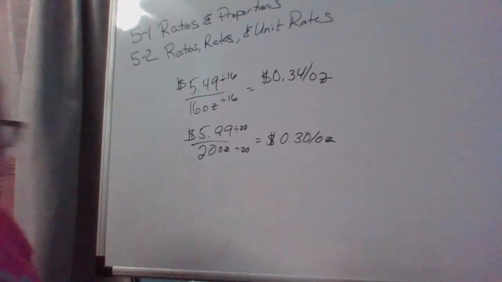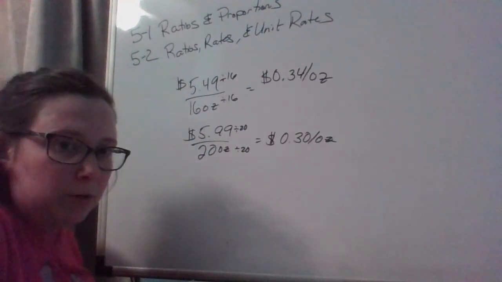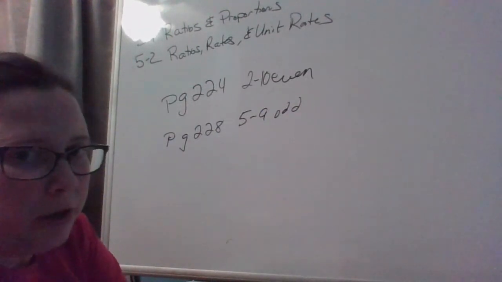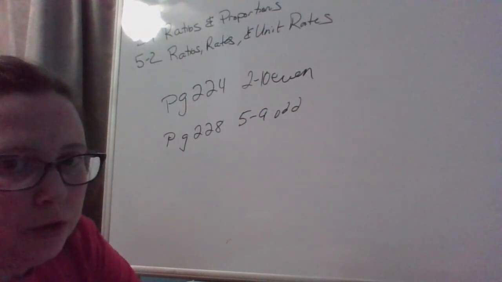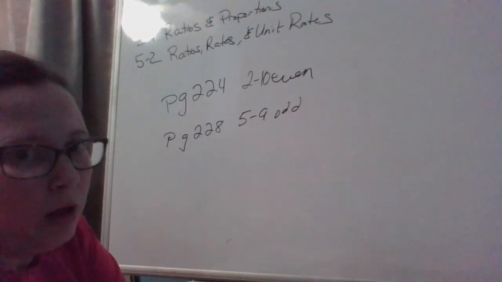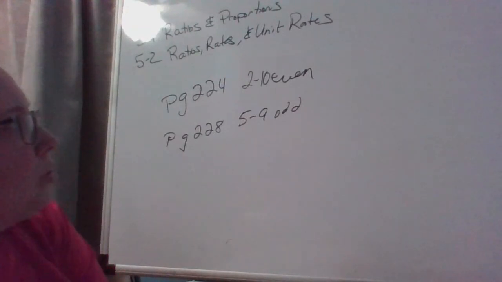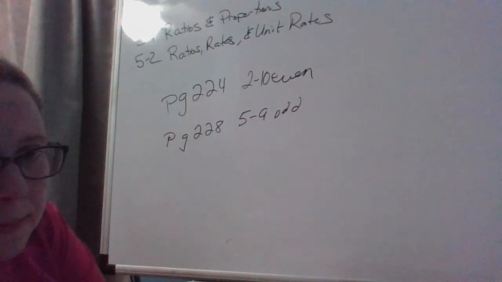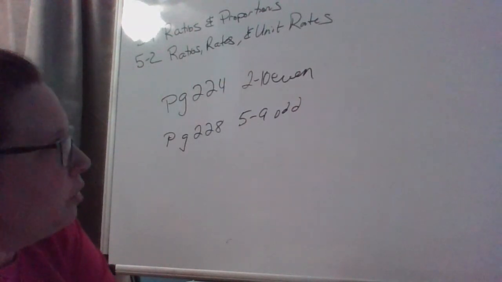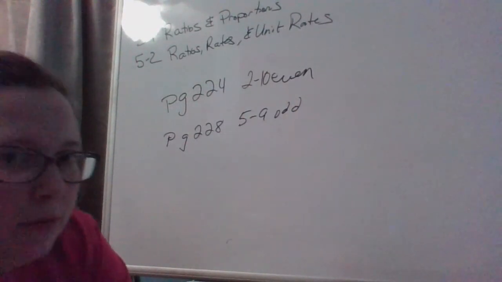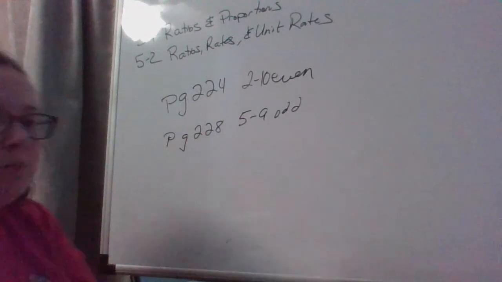Alright, so on to some problems. Here are the problems that I would like you guys to try. So page 224, 2 to 10 even, and then page 228, 5 to 9 odd. Try those, submit them, and then watch the homework review. And if you have any questions, make sure you save them, write them down, and ask them in our next Zoom.